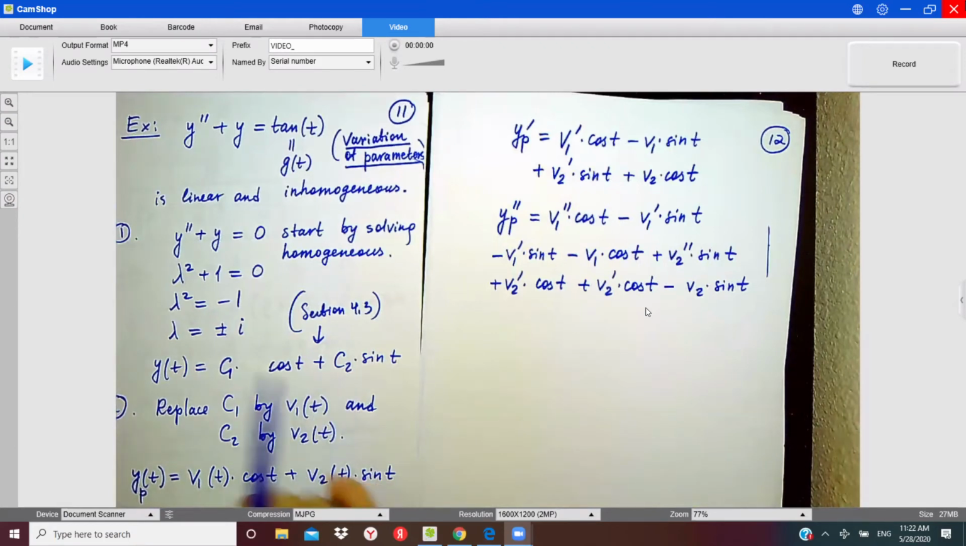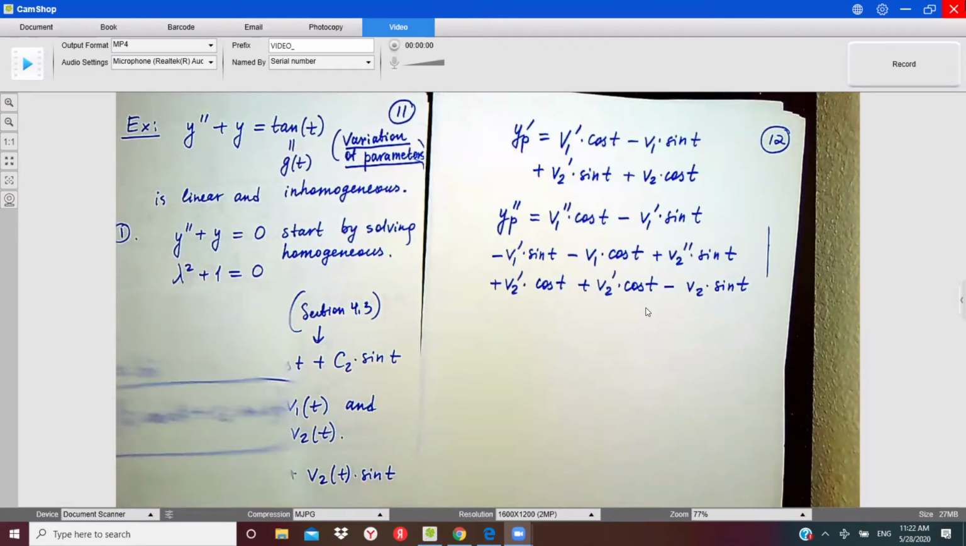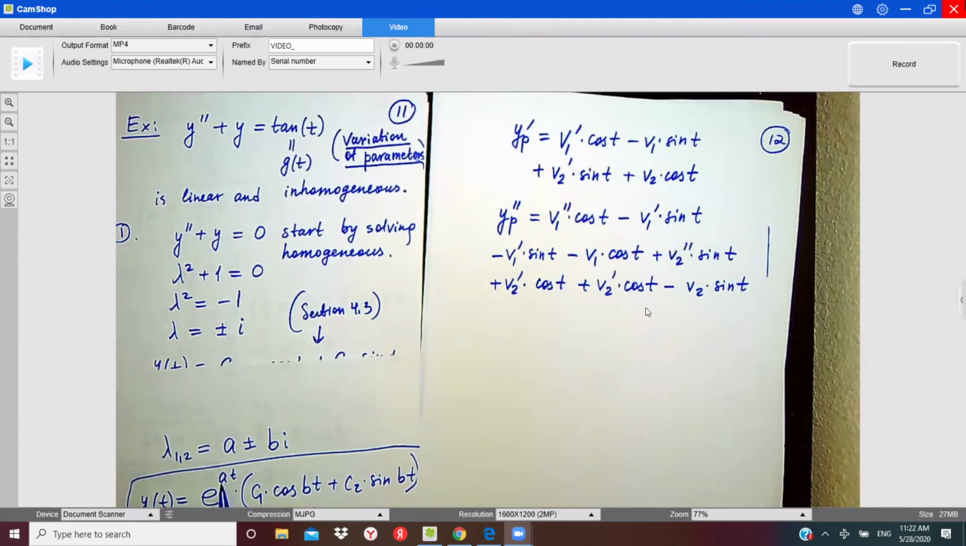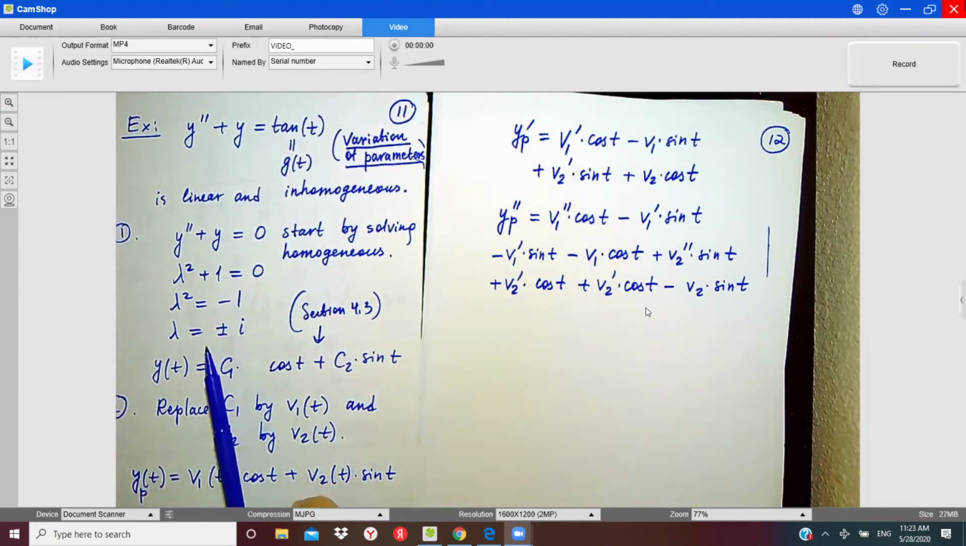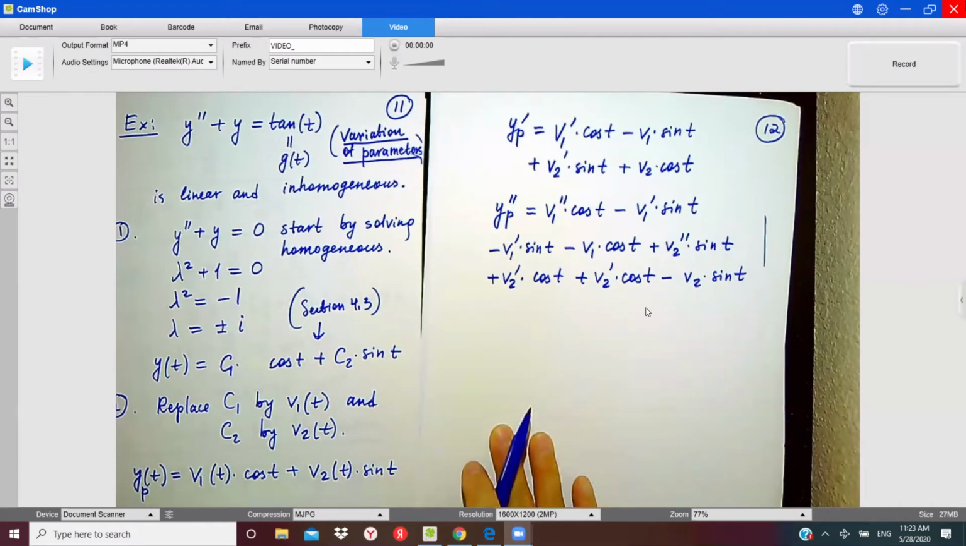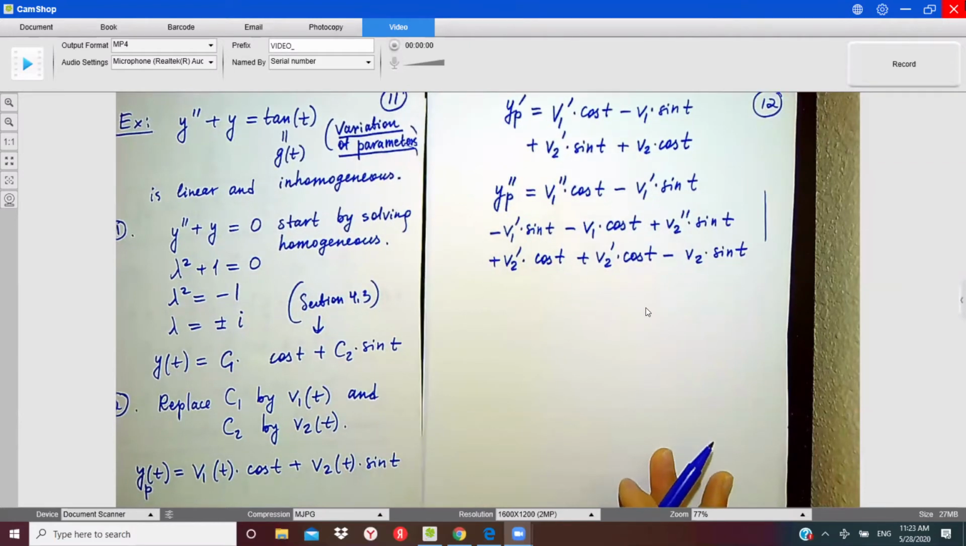And keep in mind that a in our problem is 0. The real part of your characteristic number is 0, so e to the 0 is 1. So that's why we end up with just this part. B is equal to 1, right? So b is 1, a is 0. Any questions? All right.